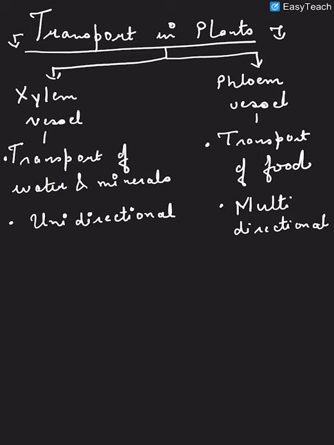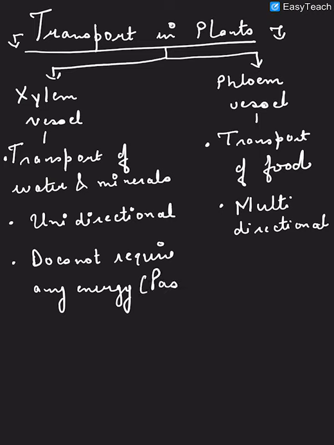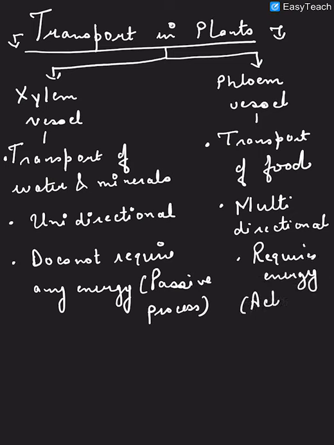The transport in xylem does not require any energy. So it is a passive process, whereas transport in phloem requires energy. So it is an active process.